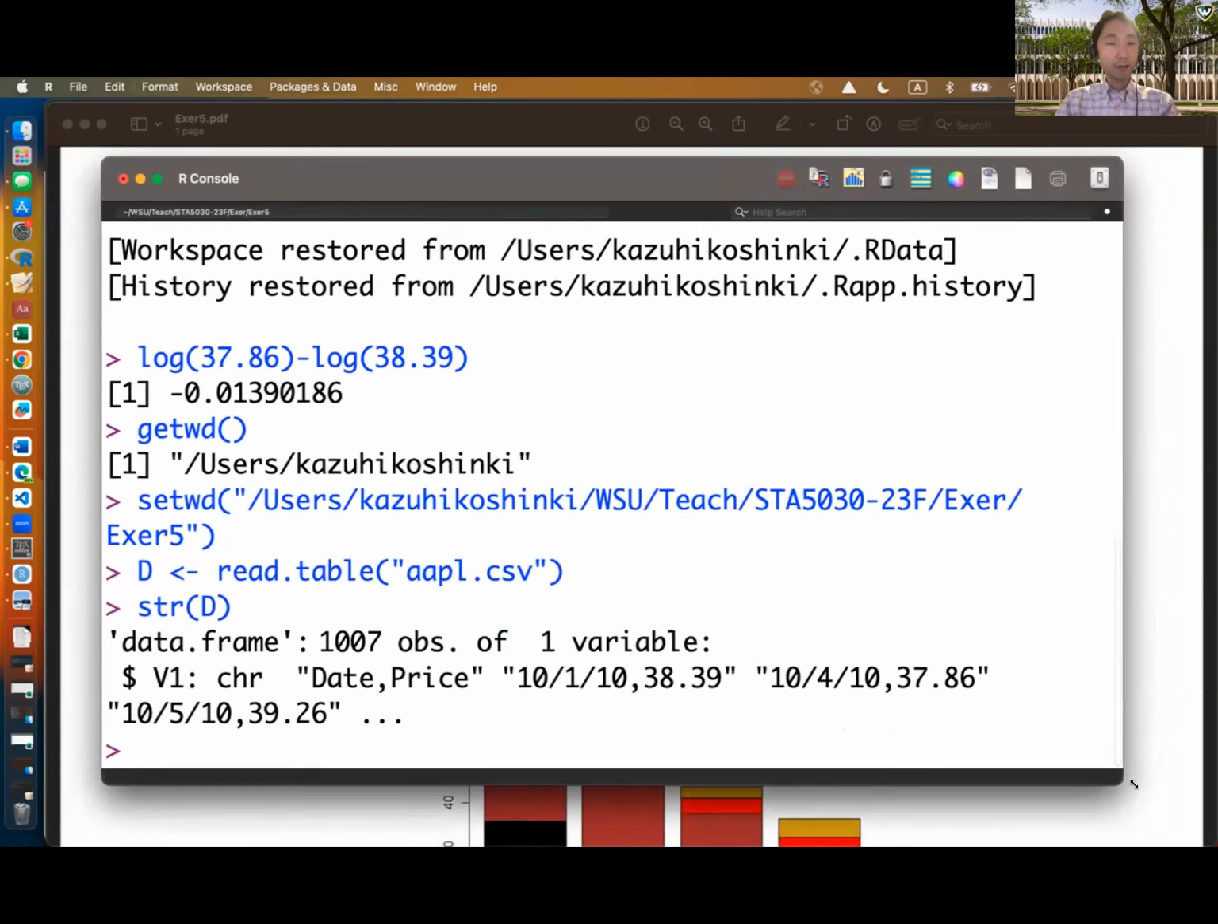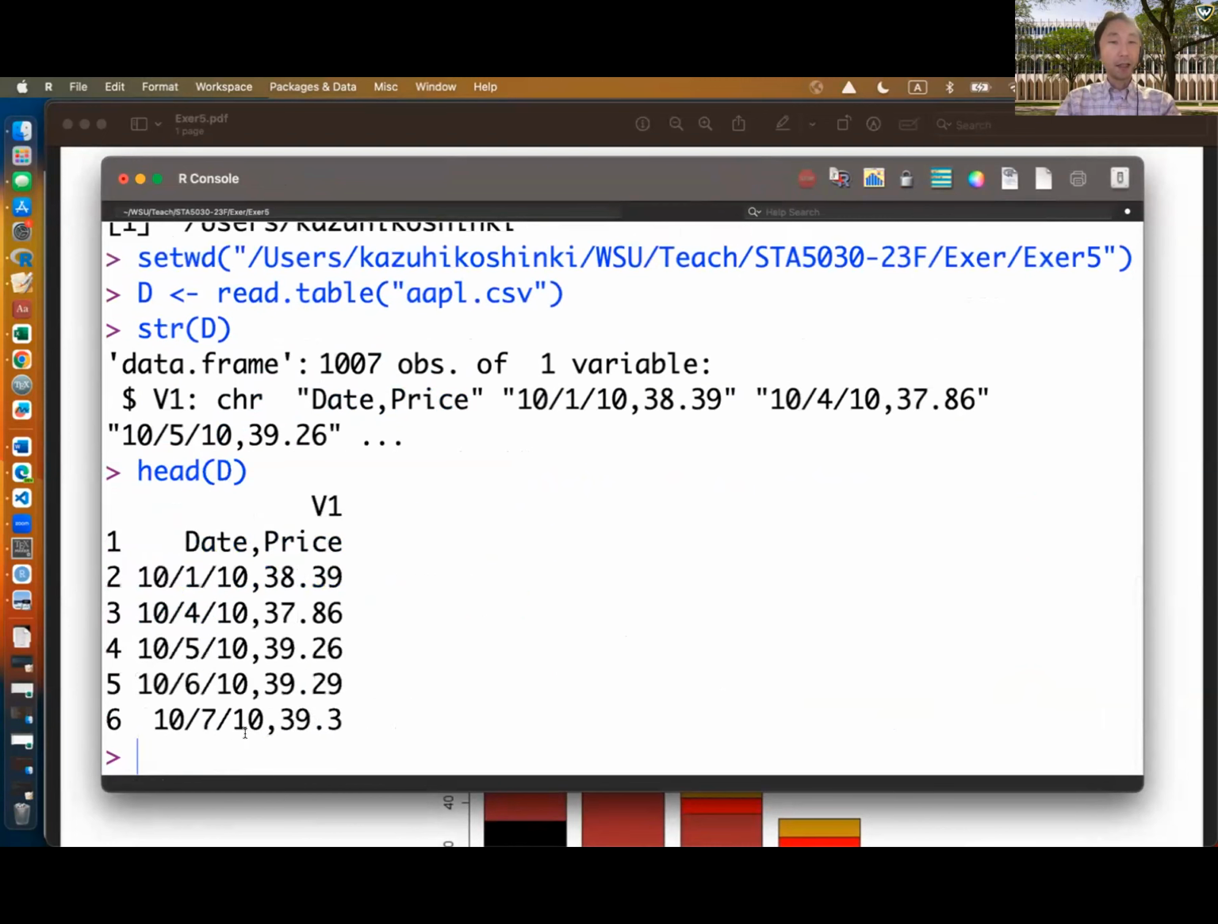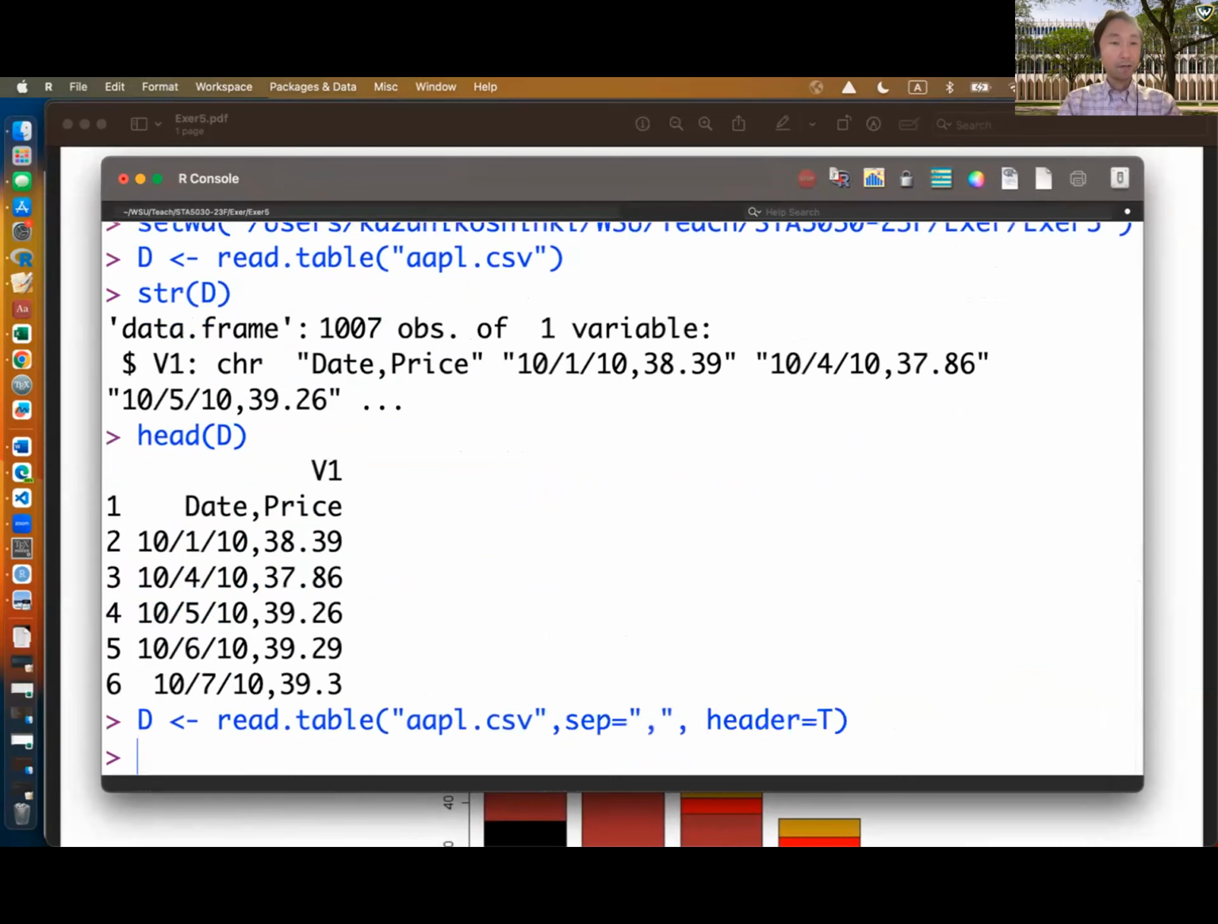We have 1007 observations. Maybe head of D. Actually, it cannot read the data in the correct format. So we have to specify that the separation symbol is a comma, and also that we have a header in this one. Then head of D, yeah, this one.